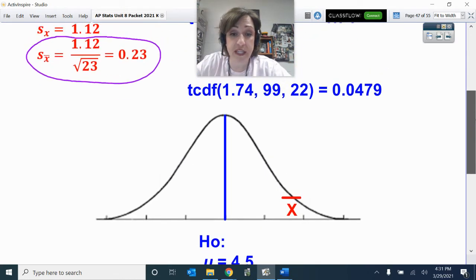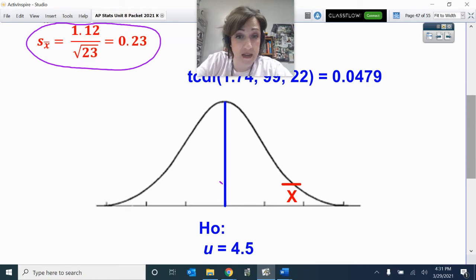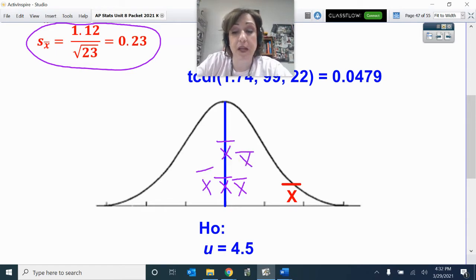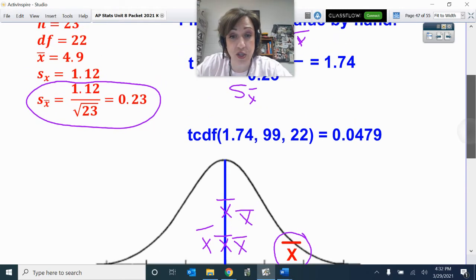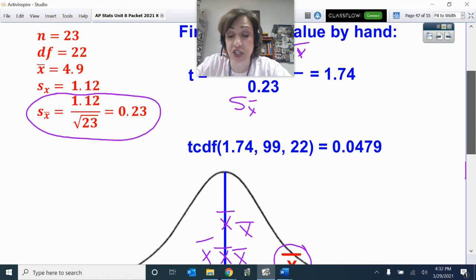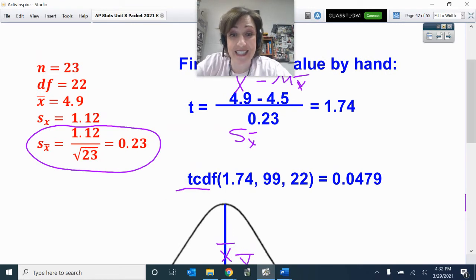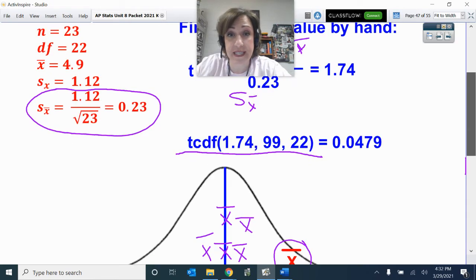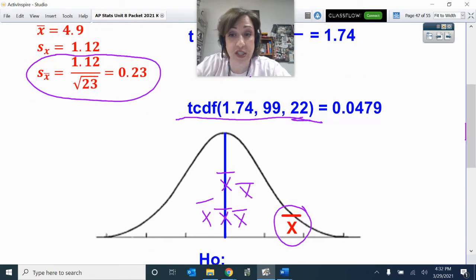So if you were to look at a picture, here's what you have. If the mean is 4.5, then all the samples should be centered around 4.5. But you got this sample here. So we need to find that p-value. And so it is located 1.74 standard deviations above the mean. And so I use tcdf from 1.74 to 99 with 22 degrees of freedom to get that p-value.